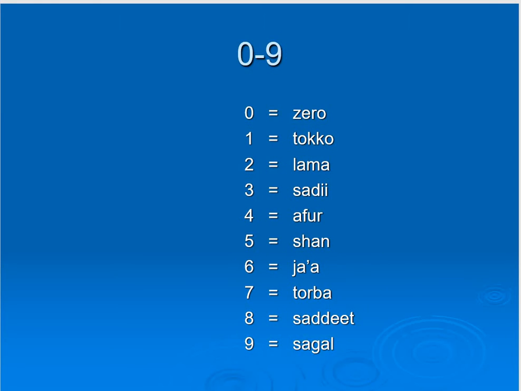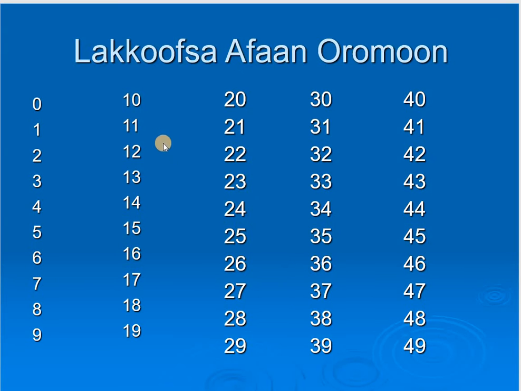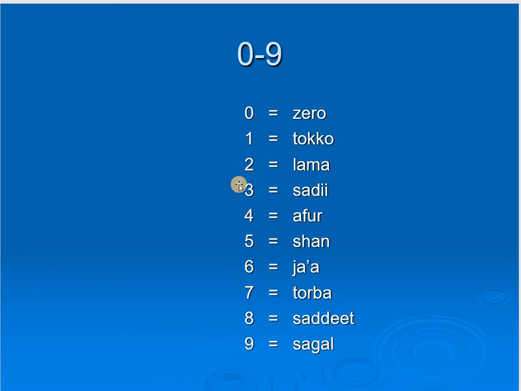Once we know the numbers tokko, lama, sadi, afur, shan, ja'a, torba, saddeet, sagal, how do we name every ten of those? This is how we name them. This is Kudan, as we have seen. This is Digdama. So Kudan, Kuda Tokko, Digdama, Digdami Tokko. Now after that, the other numbers, 30, 40, 50, don't cause that much difficulty.